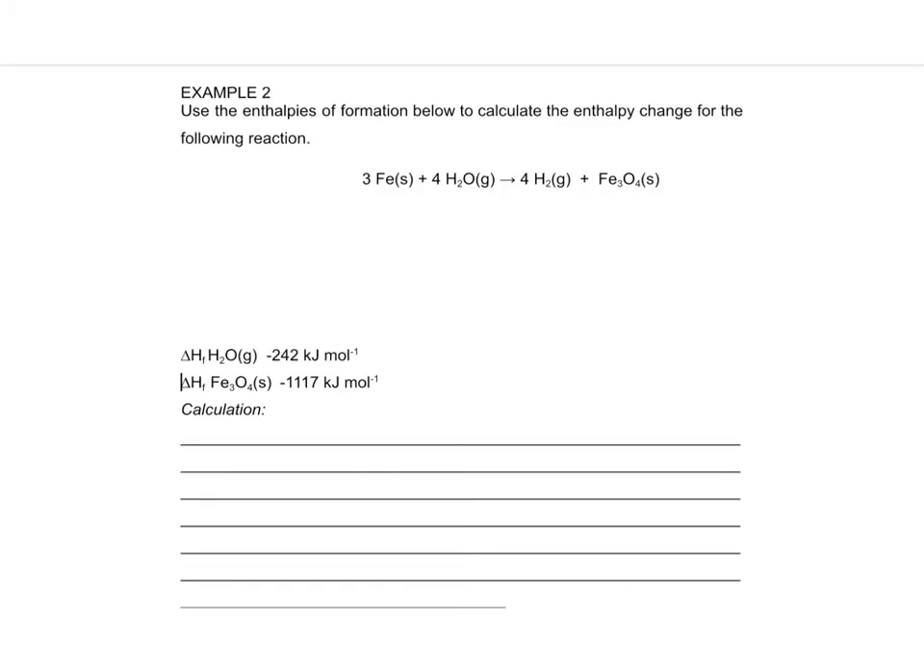Let's look at another example. Let's look at example 2 on page 43. So this time we're asked to use the enthalpies of formation to calculate the enthalpy change for the following reaction. Now again, this is just the enthalpy change of any reaction, delta HR. Now if you look at the information that we're given, the delta HF value for 1 mole of water and for 1 mole of iron oxide.